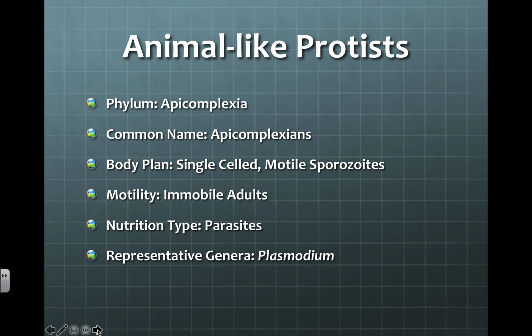All right, your phylum is Apicomplexa, and they call them the apicomplexans. Their body plan is they're single celled, and the sporozoites they say are motile only because they're traveling in the blood, but actually they're immobile as adults, so they're not flagellates or ciliates. They're all parasites, and the most common representative genus is Plasmodium.